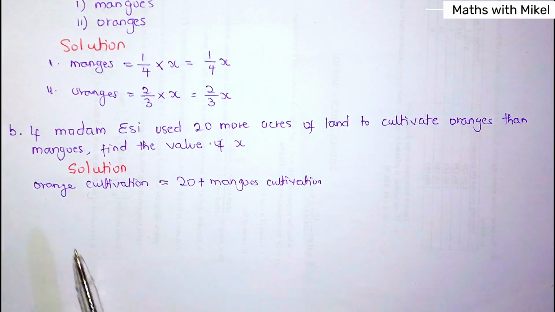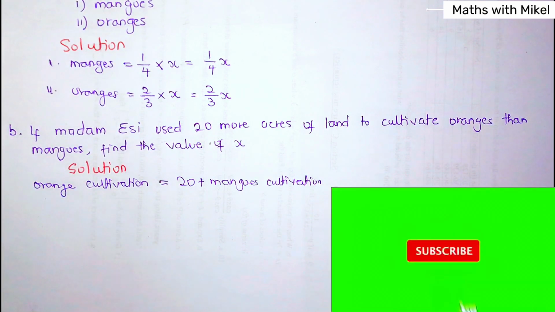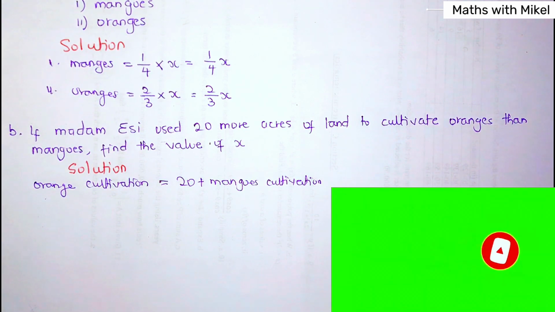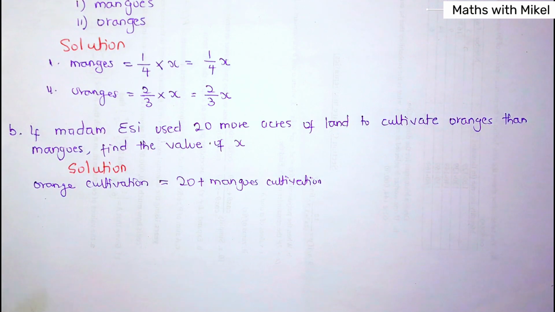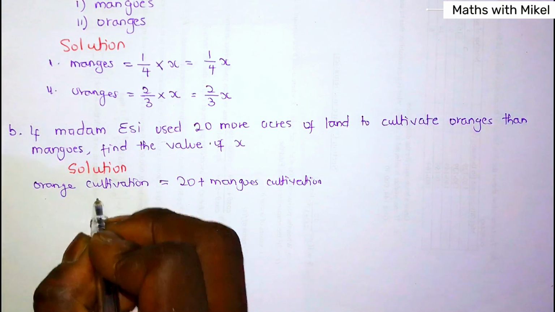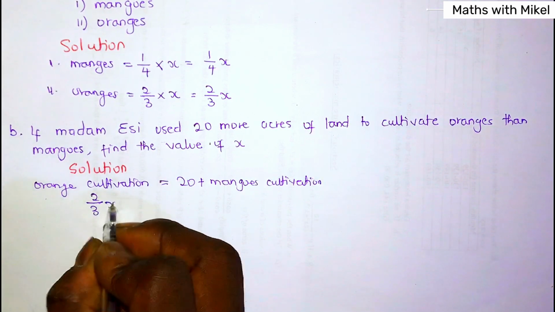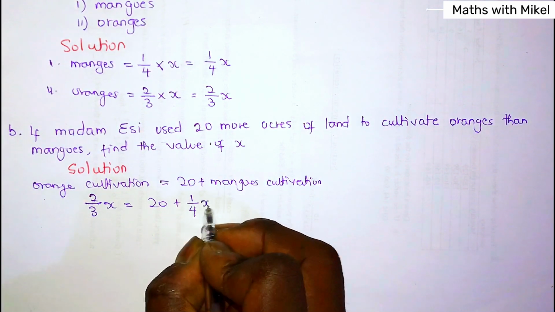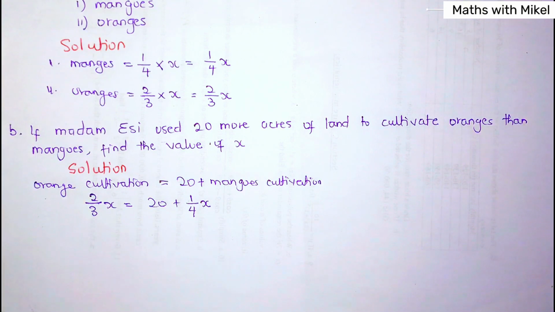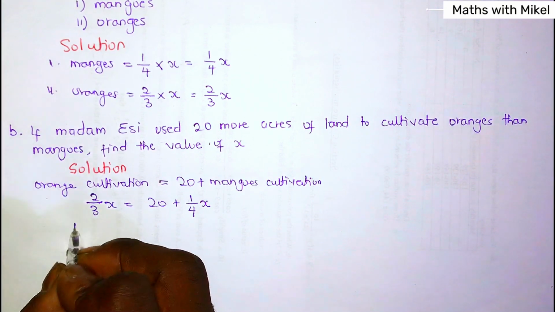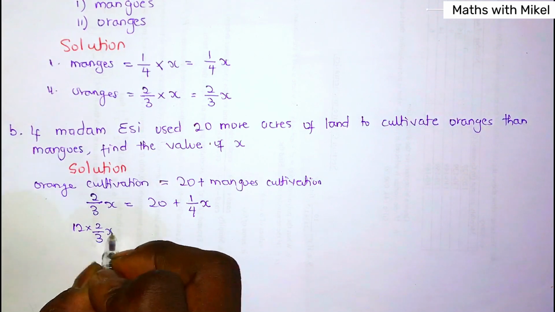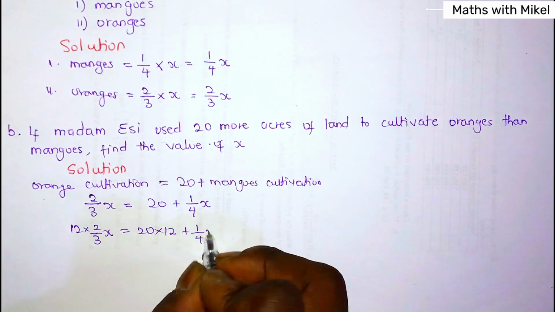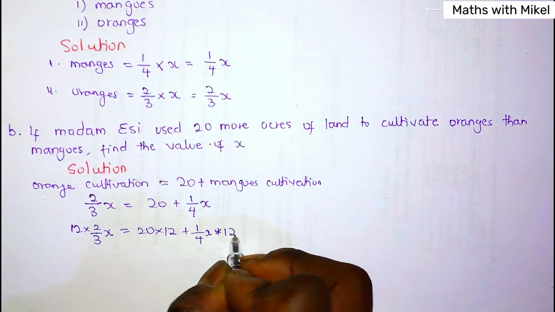So for us to get the acres of land used for cultivating oranges, it is equal to 20 plus that of the mangoes. So we write an expression like this and substitute. Orange cultivation is 2 over 3x. So 2 over 3x is equal to 20 plus that of mangoes cultivation. So the LCM is 12. I multiply through by 12. So I get 12 times 2 over 3x is equal to 20 times 12 plus 1 over 4x times 12.